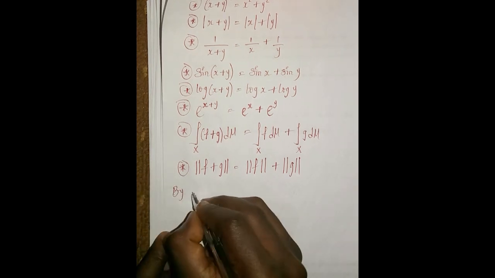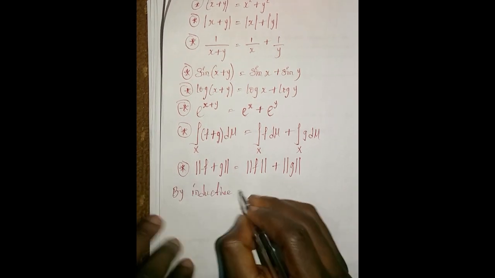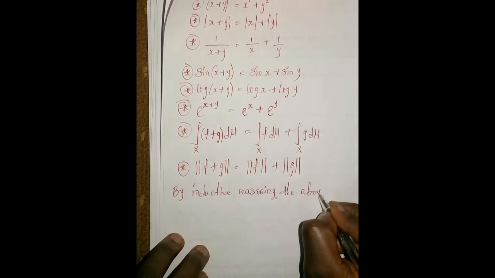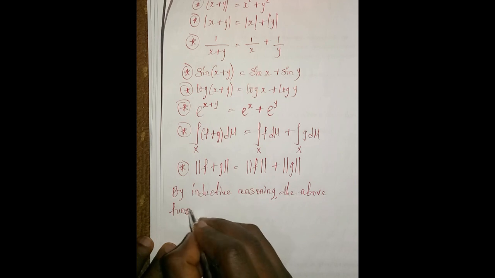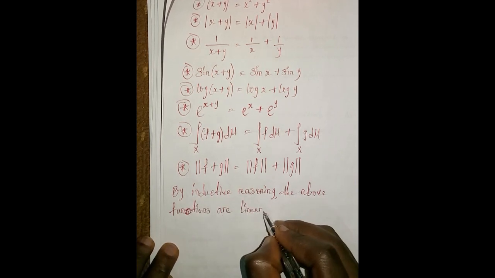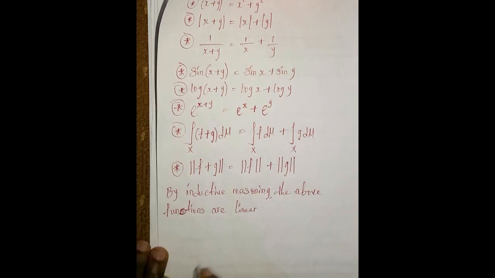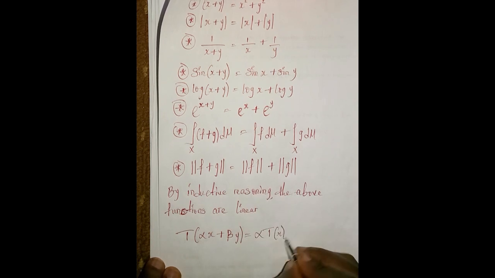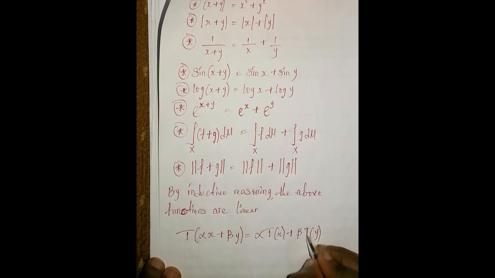Now we can say that by inductive reasoning, the above functions are linear. Meaning it follows from functional analysis that T(αx + βy) is equal to αT(x) + βT(y).